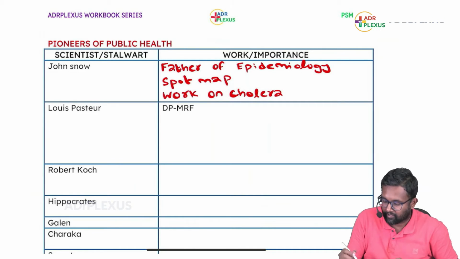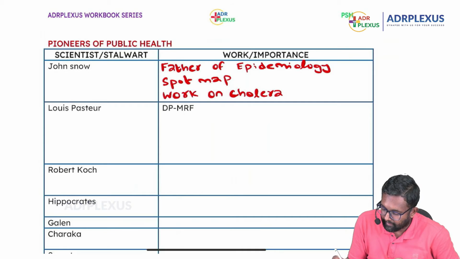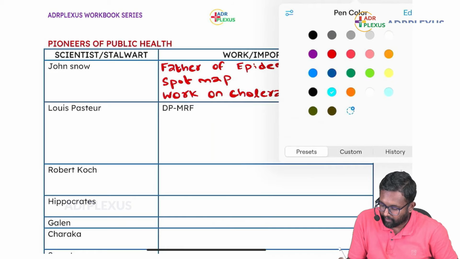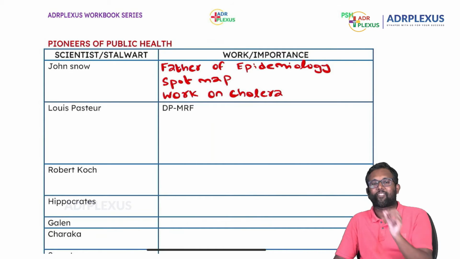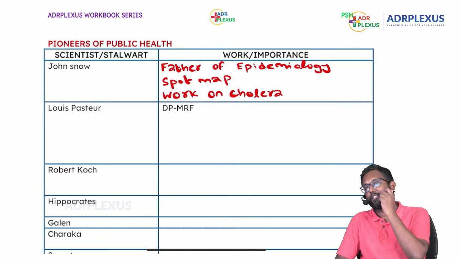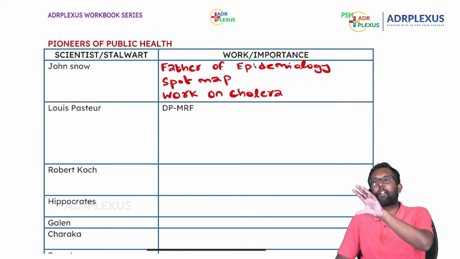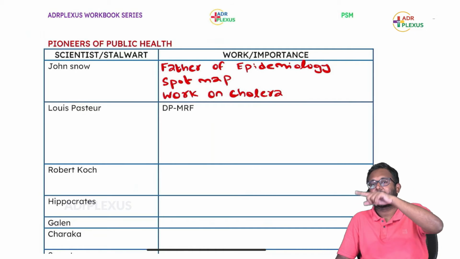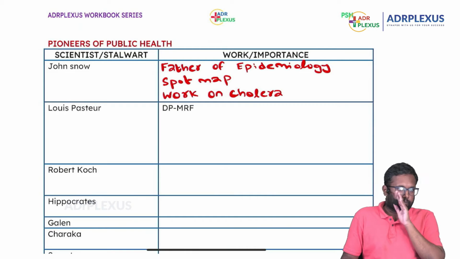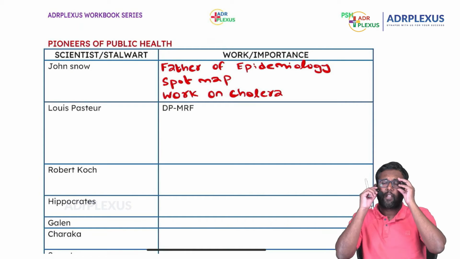Okay, next, Louis Pasteur, DPMRF. What do you think? So what do you think this is? Don't worry, DPMRF is a mnemonic. You are keeping your DP in WhatsApp or Instagram as MRF bat or MRF tire. So what is this DPMRF?